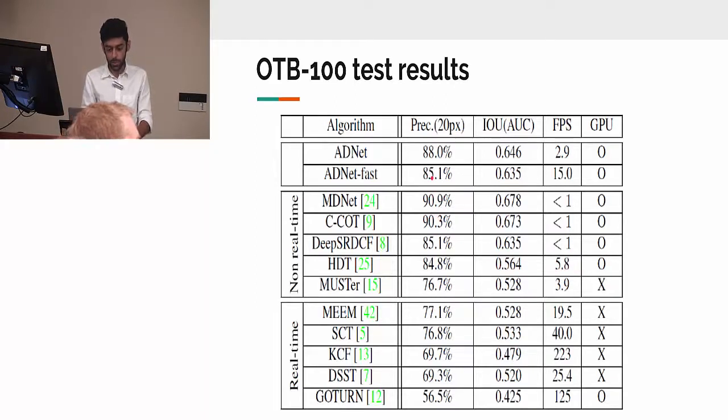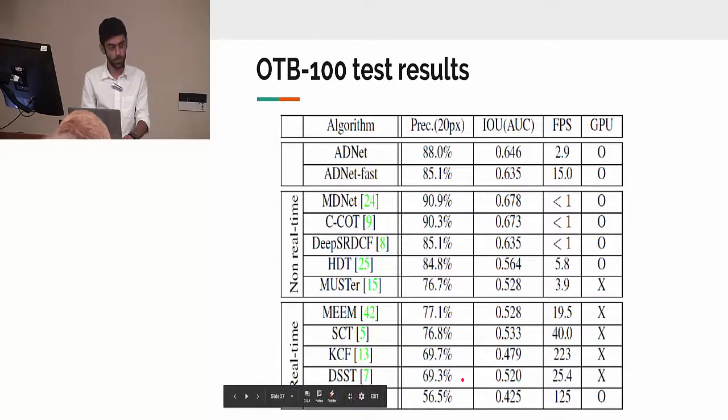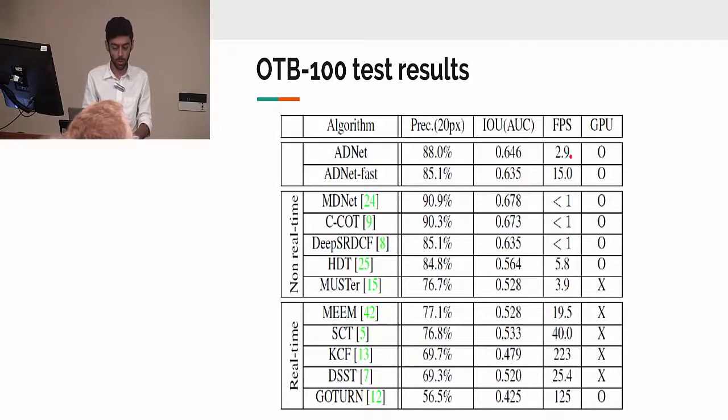And as you can see, compared to non-real-time algorithms, their accuracy is not comparable. 88 to 90%. They're 2% less than the state of the art. This is not real-time, so the speed is less than 1 frame per second. And here again, 2.9%. So it's saying that even in the non-real-time version, the algorithm is still faster than the previous state of the art.